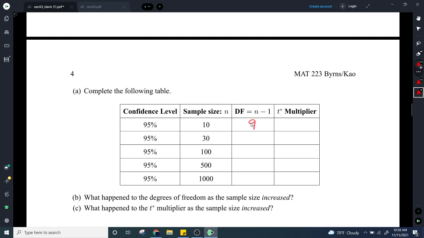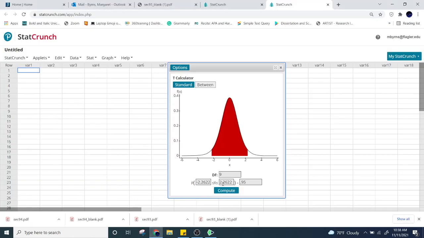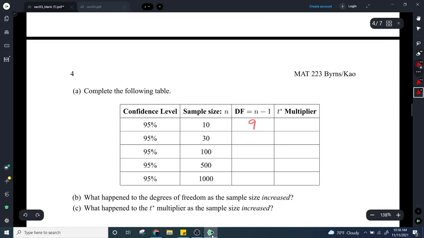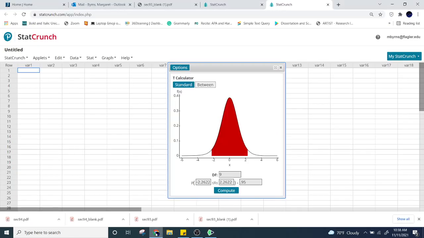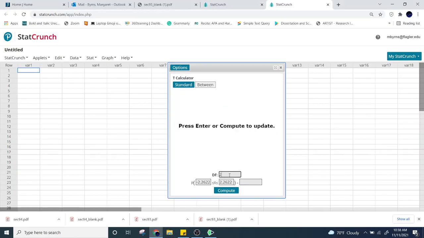And our T star value is going to be that number that we just got from StatCrunch, 2.2622. So let's jot that down, 2.2622. All right, let's do this again. I'm going to keep it at a 95% confidence interval for now. But let's change the sample size to 30. So if sample size is 30, that means the degrees of freedom will be 29. So let's go back to StatCrunch, and I'm going to change this to 29.